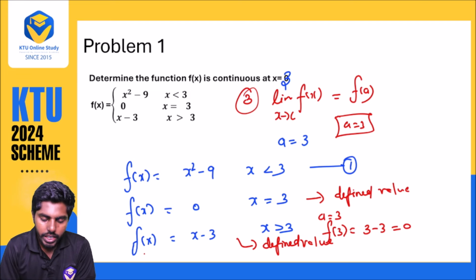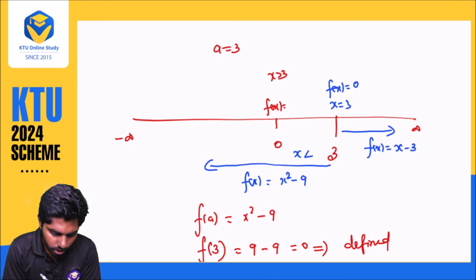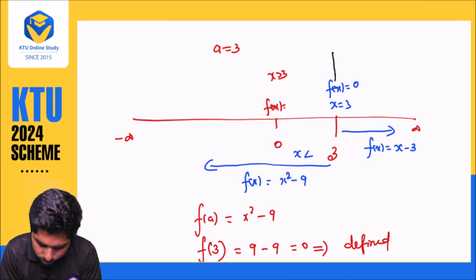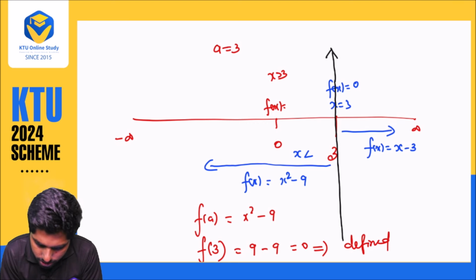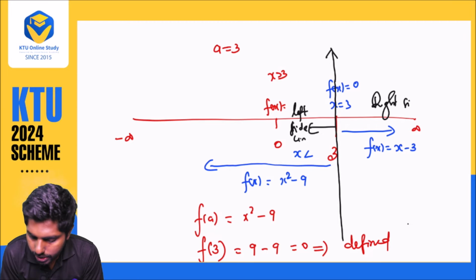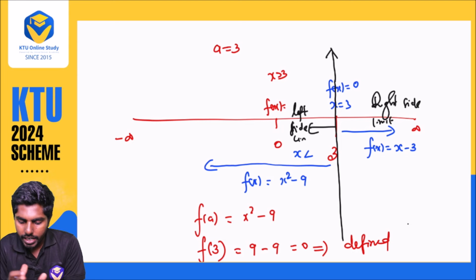Now we want to identify whether the left hand side and right hand side are equal. So here you just observe. This is our x value. See, this is our x value, x is equal to 3. This is our left hand side limit. This is our right hand side limit. Just observe the left hand side limit and right hand side limit.